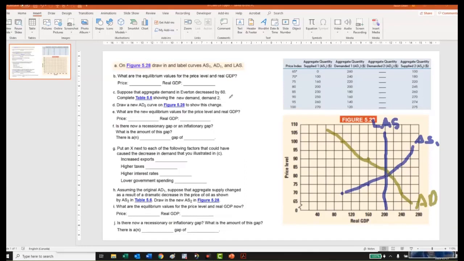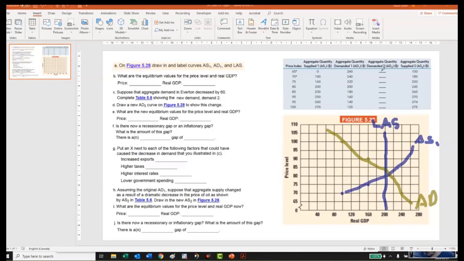So what's the equilibrium price level and real GDP? 80 and 200. So now it says, suppose that aggregate demand in Everton has decreased by 60. Complete the new demand 2.